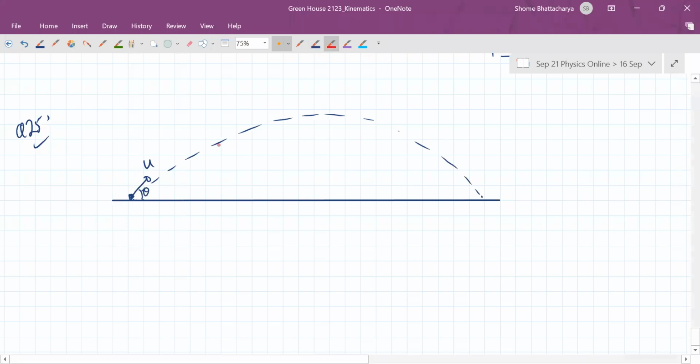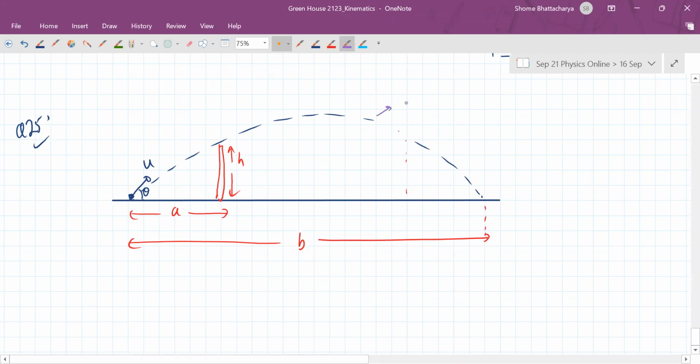So one assumption could be that the wall is here, in which case this distance is a, and this distance is h. On the other hand, the wall could also be here, in which case this distance would be a. But anyway, the range of the projectile is b. So once again, the equation of the projectile, taking a normal x and y axis, is that y is equal to x tan theta into 1 minus x by b, because the range is equal to b.